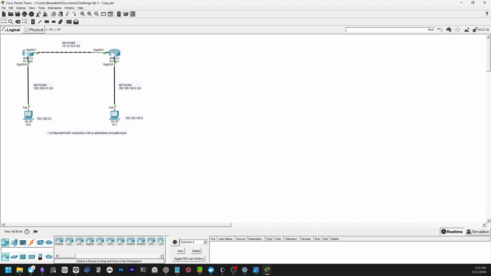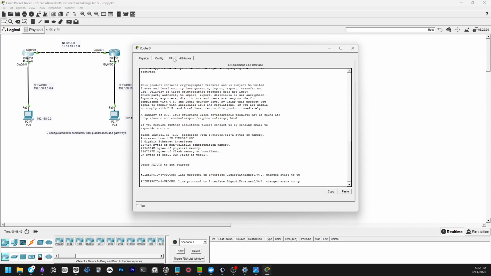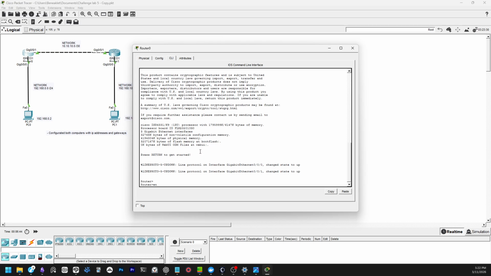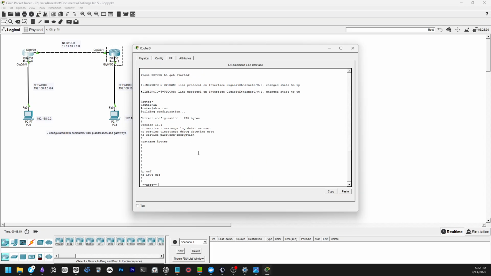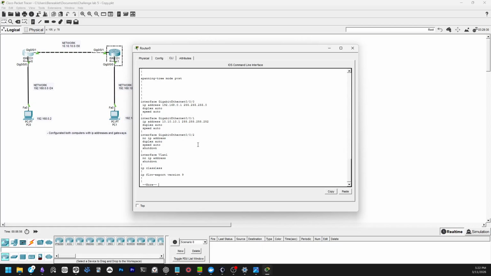That's done. Now we're going to go to router zero and check the running config. Judging by the gig 0/0 interface, that one should be set up properly. Because we were able to ping our default gateway, this one also has the other interface that's connected to router one set properly as well. Yep, 255.255.255.252.